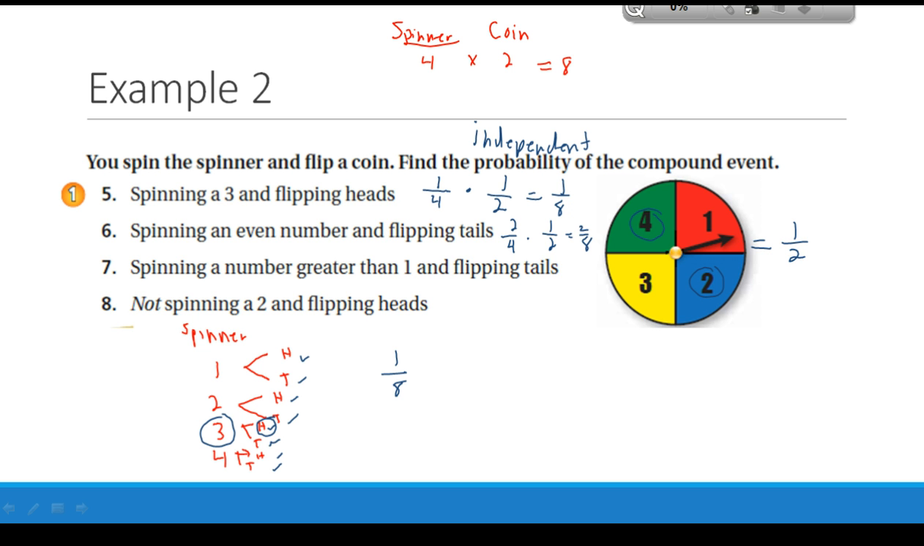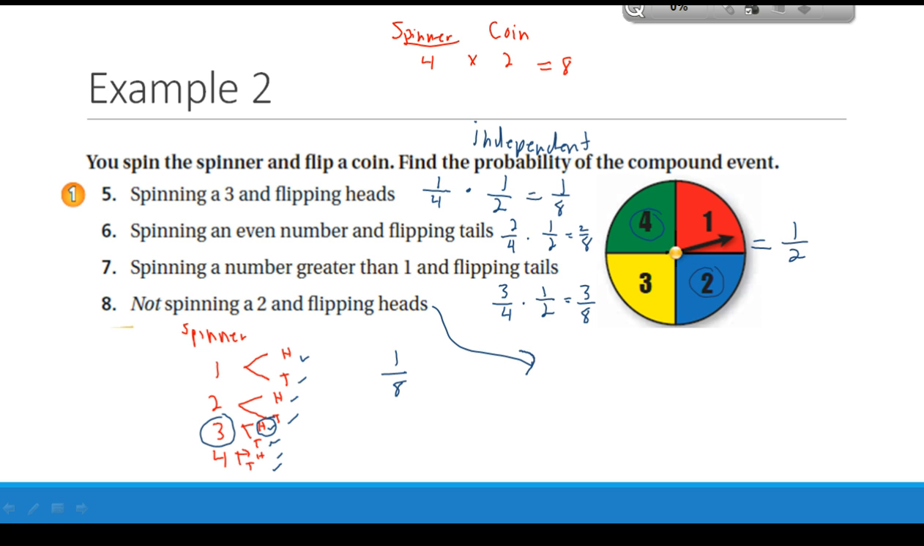Okay, spinning a number greater than 1. So how many numbers are greater than 1? Well, 3 of them, 2, 3, and 4 are greater than 1. And there's still 4 choices. And the tail is still 1/2. So that'd be 3/8.